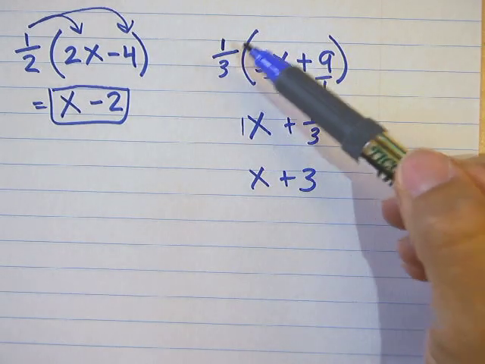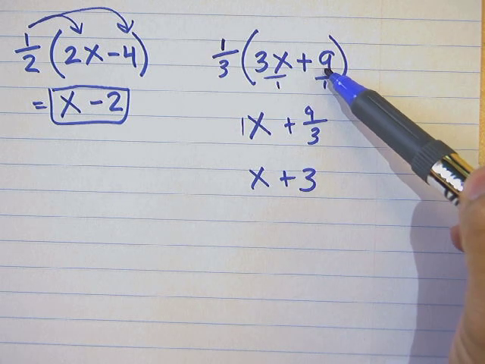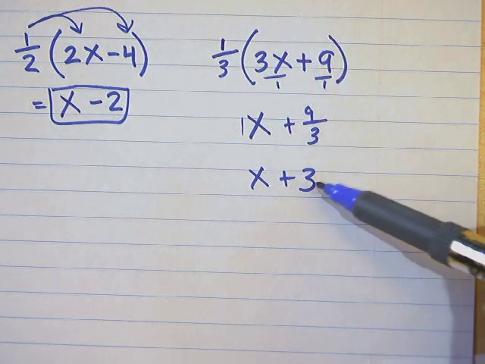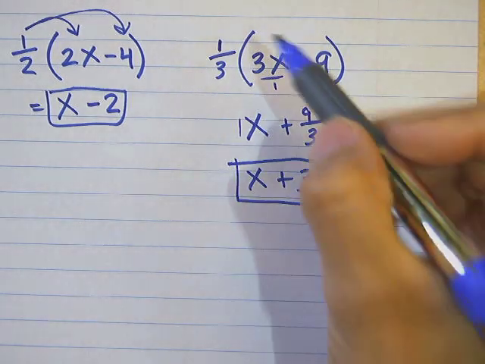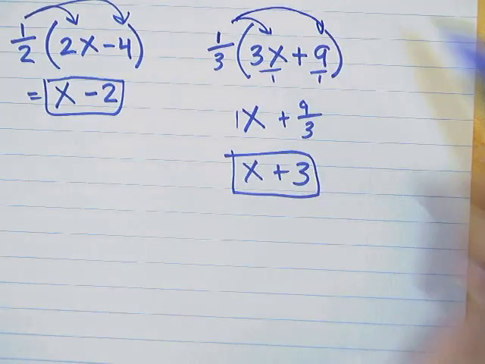Again, you can also say, well, what's 1/3 of 9? And if you know that 1/3 of 9 is 3, that's actually a shortcut. So the same thing happens. You have to just remember your fraction multiplication rules.